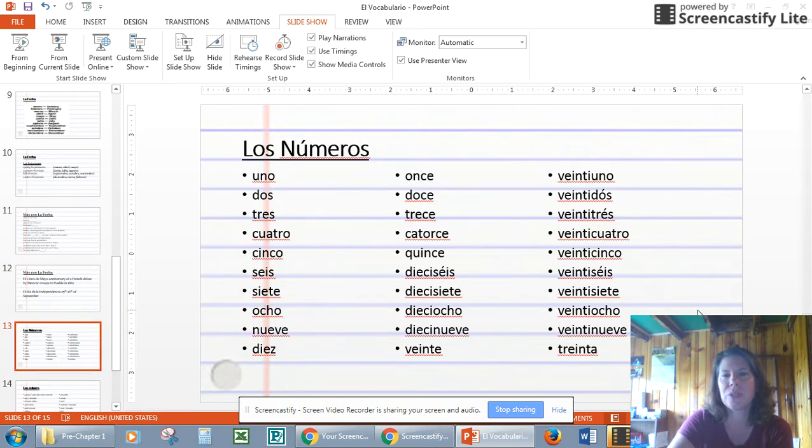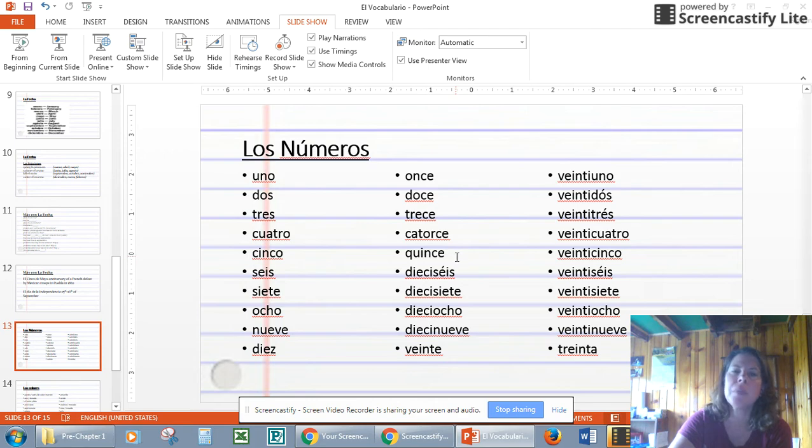Okay, los números. Maybe some of you know these already. At least 1, 2, 3, 4, 5, 6, 7, 8, 9, 10. So this is 1 through 10. 11, 12, 13, 14, 15. This is 11, 12, 13, 14, 15. That's where we have some of these different forms.